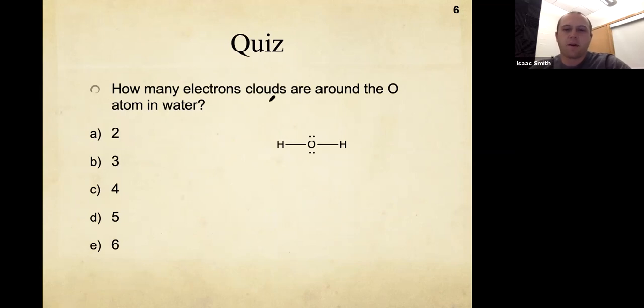Okay, so in the previous problem, we talked about how each bond is an electron cloud. So this is one electron cloud right here. This is another electron cloud. A lone pair also counts as one electron cloud. Okay, so 2 bonds and 2 lone pairs would be a total of 4 electron clouds. And we'll talk even more about specifically what counts as an electron cloud.